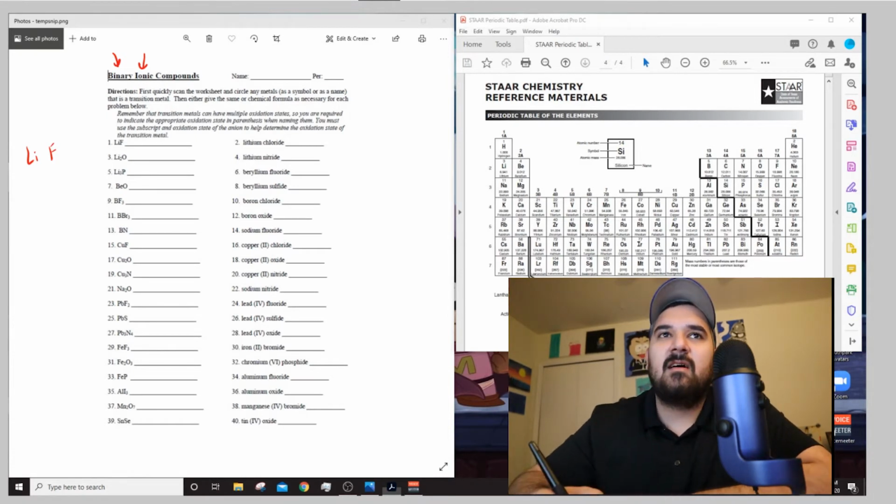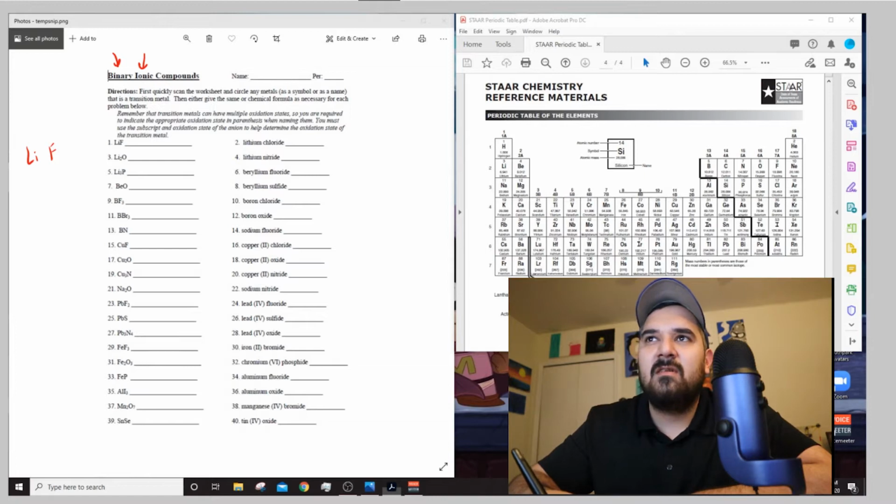So let's go ahead and work through these. First one, easy. If we look at the rules that I gave you guys last time, you always name the metal first, and the metal is always going to be the one in the beginning. Then you just add an -ide to the non-metal. So in the case of this one, we have lithium fluoride. Next one we have is going to be lithium oxide. And then the next one's going to be lithium phosphide.